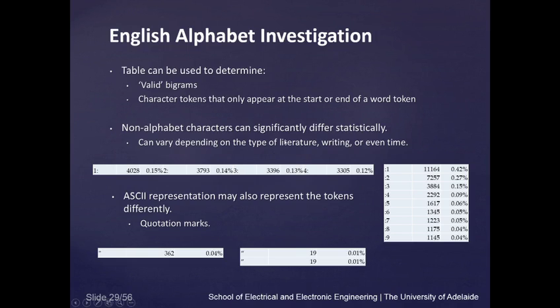We also saw that the ASCII representations could be different. A basic example of this was quotation marks. In some texts, the ASCII represented it as just a single type of quotation, whereas other texts would use inverted ones. This made it difficult to distinguish between the two.